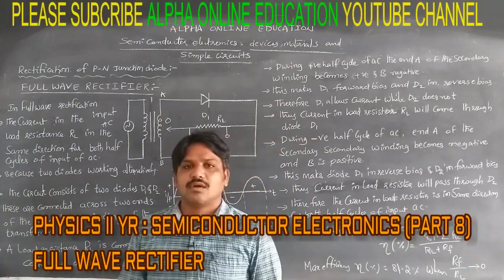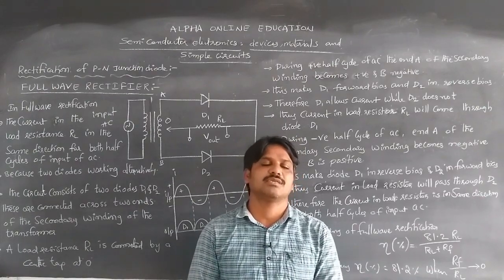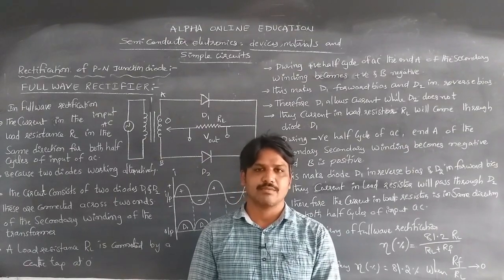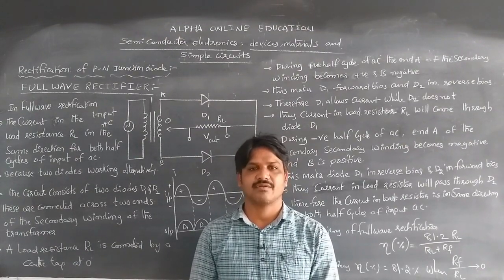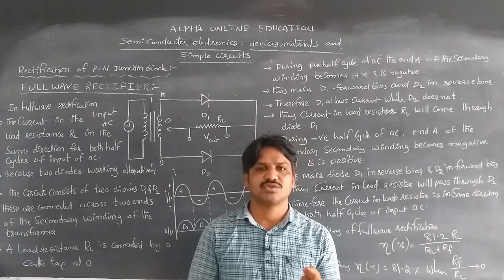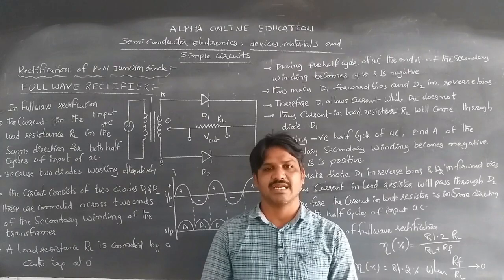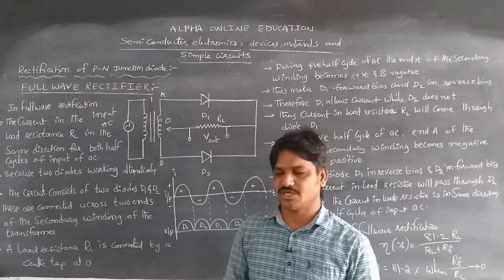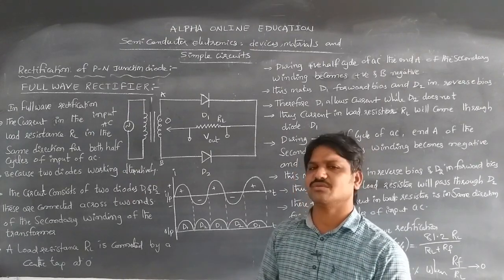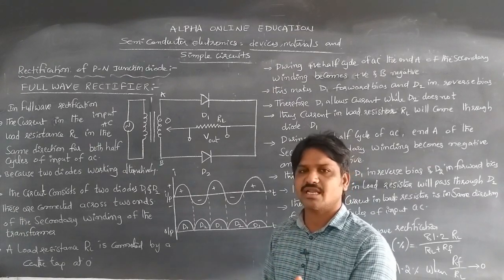So, after knowing about the half wave rectifier, meaning the rectification of a PN junction diode, the alternating current can be converted into direct current by using the rectifier. In that, we discussed the half wave rectifier, which uses one single diode. Whenever the positive half cycle of the AC signal is given to the PN diode, only then can we get the DC output, that is 40.6%.